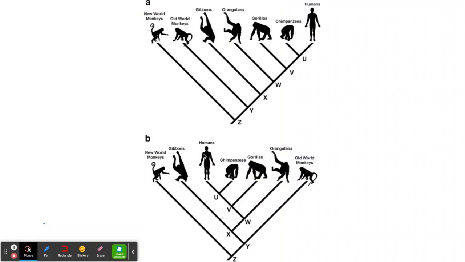And sometimes they could be written this way. You can see these phylogenetic trees this way. So here's some of the primates and monkeys. And you can see over here, if we get our pen going here.